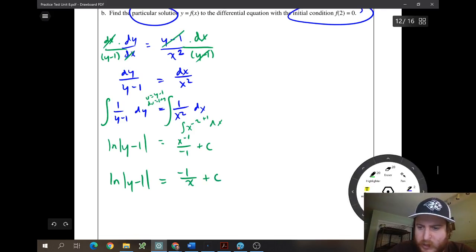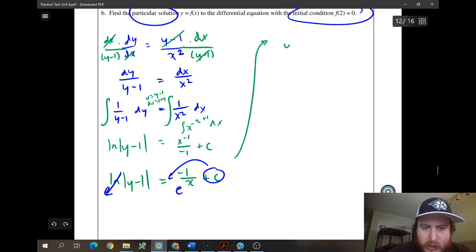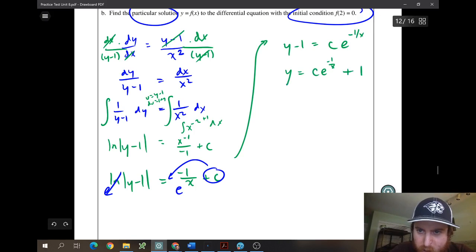And now we're going to do e to the power of both sides. Those cancel. We take our c, we bring it to the front, which allows us to drop the absolute value. So we get y minus 1 equals c e to the negative 1 over x. Add 1 to both sides. y equals c e to the negative 1 over x plus 1. Now we'll plug in our initial condition, 0 for the y and 2 for the x. Kind of a weird one. And then we get, solving for c, negative 1 equals c e to the negative 1 half.